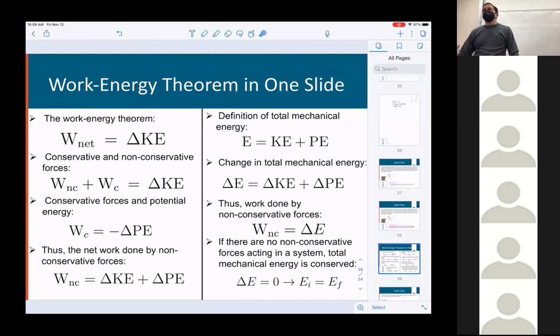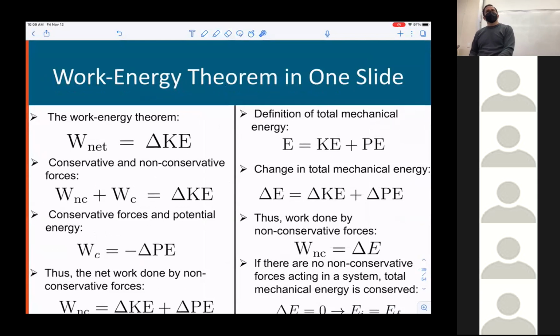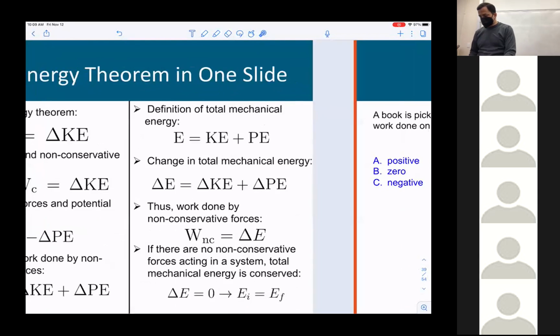Any questions on that? I would basically memorize this logic. It is a very useful thing that we will talk about. Any questions on that? Okay.